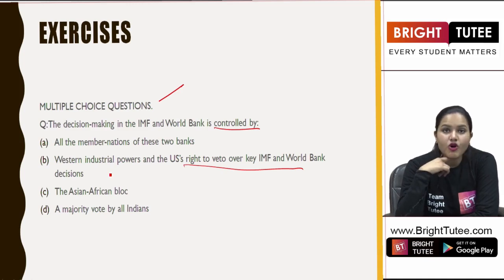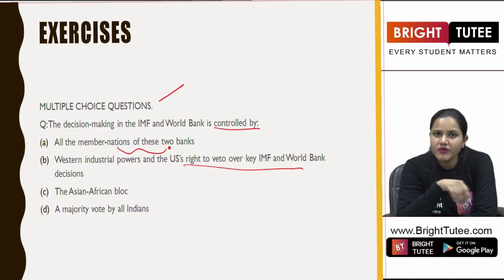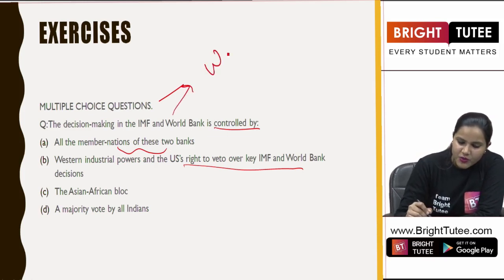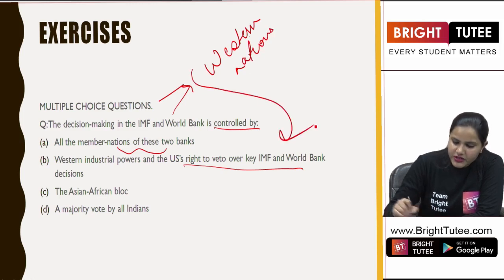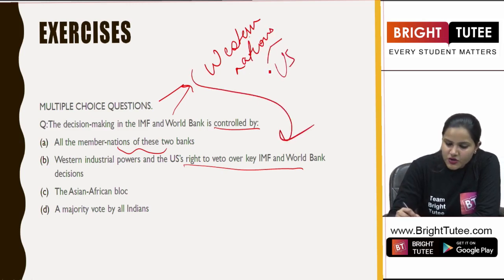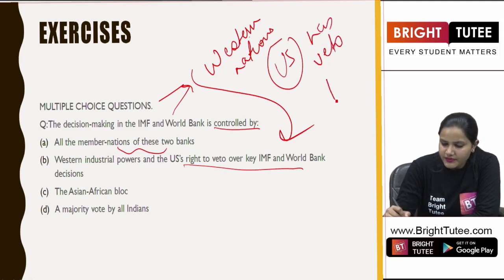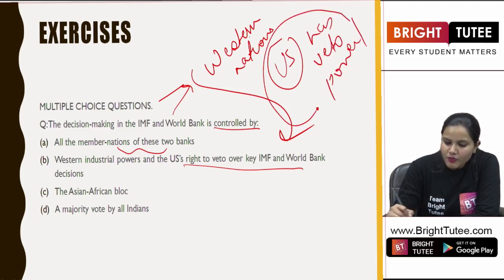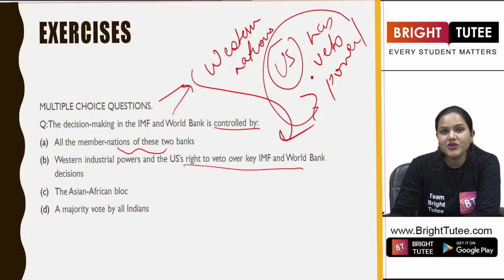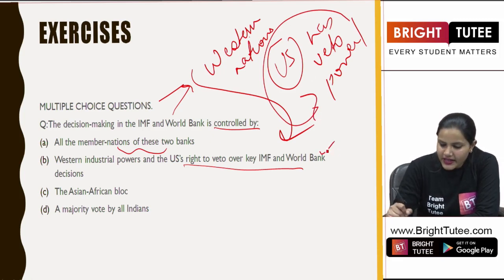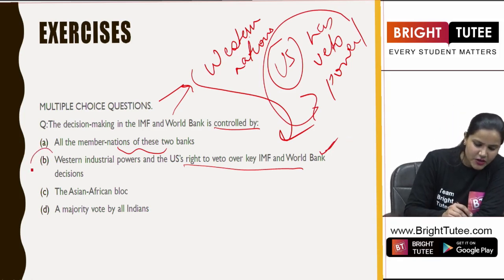Let us see the first option. All the member nations of these two banks. Have we read this sentence here while we were talking about IMF and World Bank? No, students. We see that the Western nations were controlling. We read that, correct? And one point that you must remember was that the US had veto power, the power to decline or to postpone any decision. That was the US's power in any IMF and World Bank key decisions. So definitely the answer here will be B.